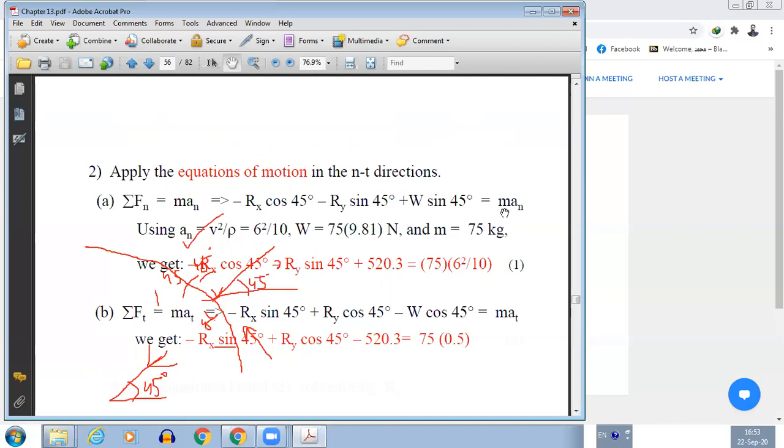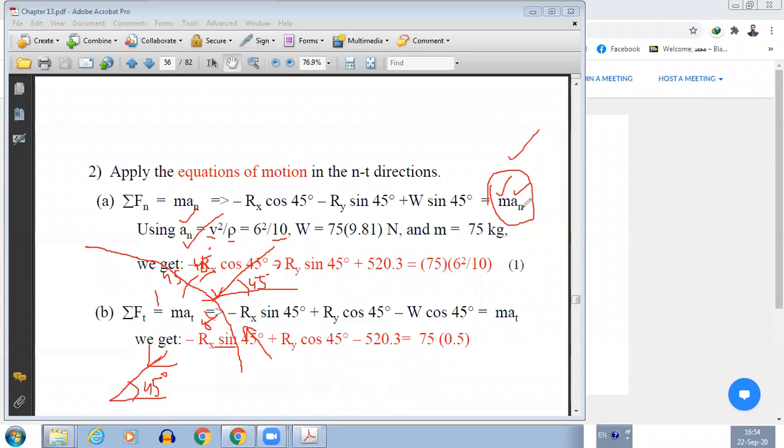So we have mass, we know the mass, right? And normal acceleration, we know the velocity, and we know that this rod is 10 meters. So we know the rho, so we can find the normal acceleration. So we know m, we know an. So we know this term here totally. Okay, is it clear? Good.